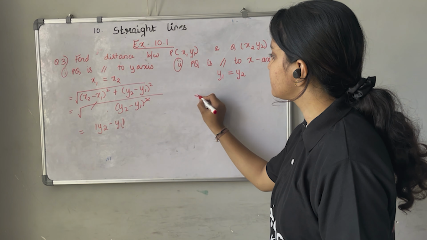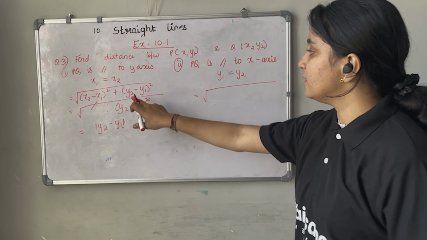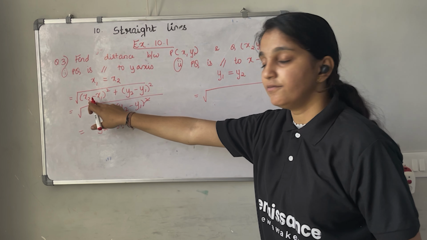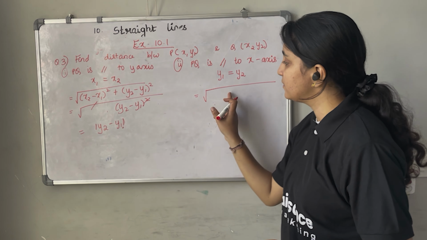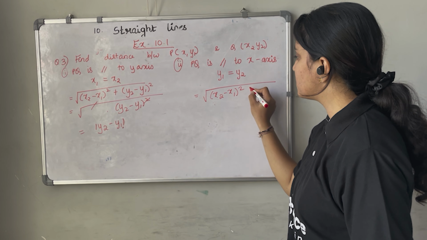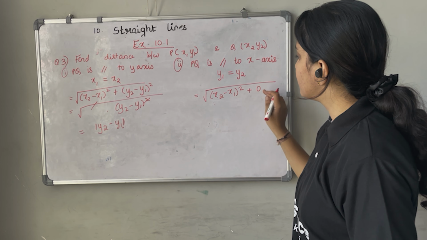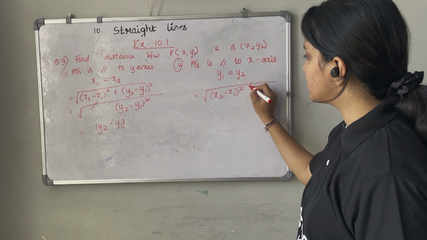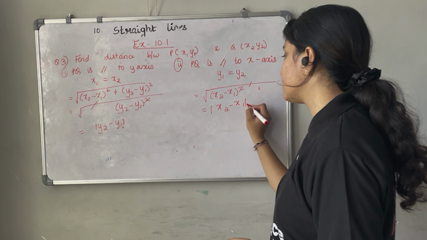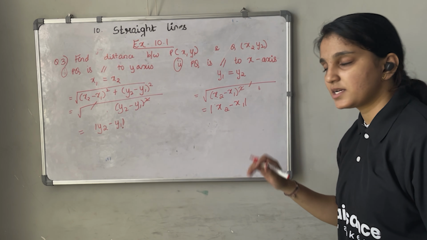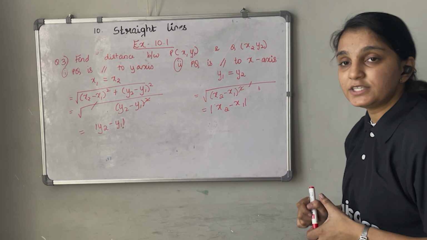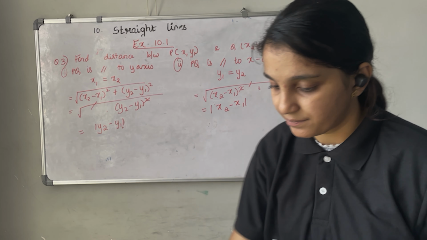Then here y1 and y2 are equal, so the same thing we did for x2 and x1, we'll do here. x2 minus x1 the whole square plus 0, this plus 0 will go, root and square will get cancelled, and you will have mod x2 minus x1. Now this is the solution for the third question. Next question which we will solve is question 5.